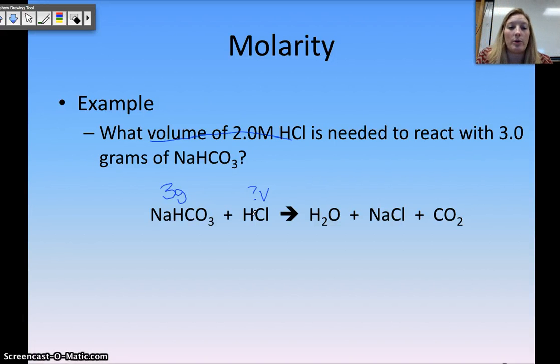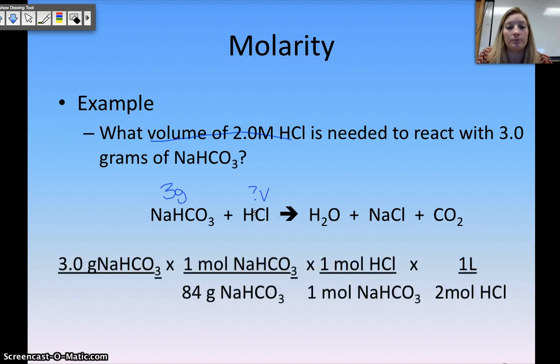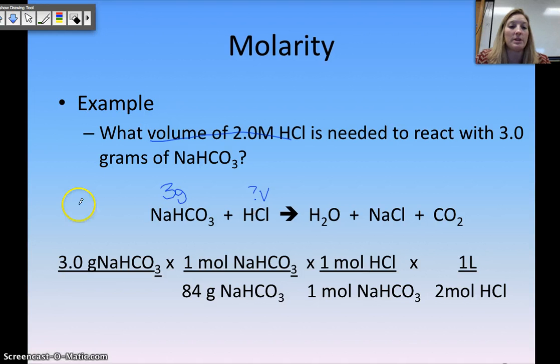So, starting with what we know, we're going to have to go grams to moles, and then moles to volume. So, 3 grams of NaHCO3. Grams to moles, we use our molar mass that comes from our periodic table. So our grams of NaHCO3 cancel. We then go mole to mole, and in our balanced equation up here, I gave it to you balanced by the way, we have 1 mole of NaHCO3 to 1 mole of HCl.